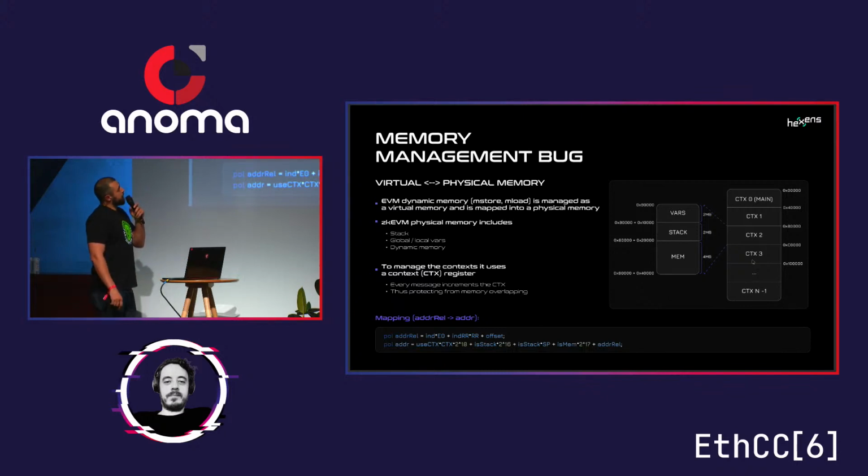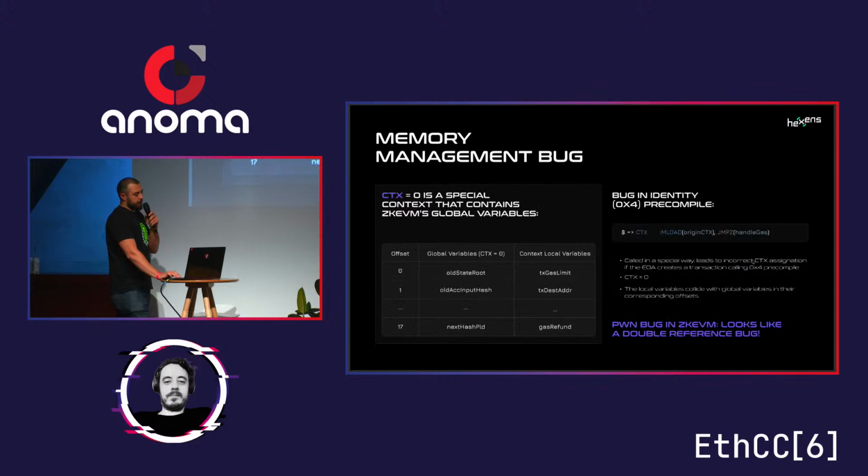One important thing about this context: every message has its context. So when you create an external call, it creates a new context so you don't overlap the memory. And one important thing here is that context also includes the global and local variables. So not only stack and dynamic memory, but also that. And the PIL uses a special register called context, CTX, to be sure that you do not overlap there.